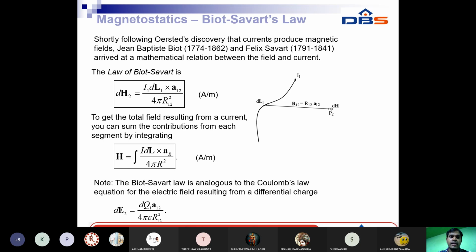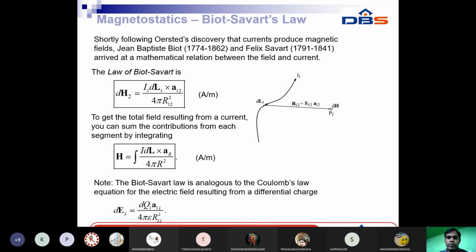Instead of sine theta, we can use vector analysis, that is the unit vector A12. To account for the proportionality constant, let me substitute 1 by 4 pi R squared, so 1 by 4 pi is the proportionality constant. From this, the Biot-Savart law gives the mathematical representation dH2 equals I1 dL1 cross A12, where A12 is the unit vector along the path.